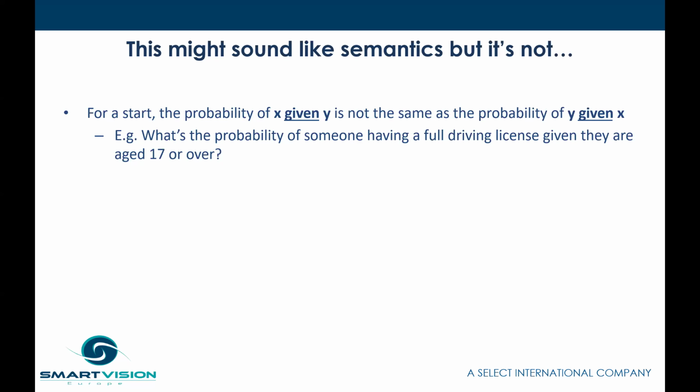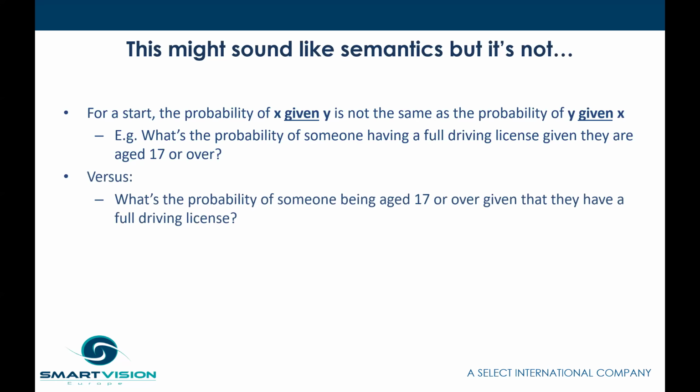Well, I don't know, maybe it's 60%, 70%. I don't know what proportion of adults, say age 17 or over, have a driving license. It might be 80%, 0.8 probability. But that's not the same as the probability of somebody being age 17 or over given that they have a full driving license, because you have to be 17 or over to have one in the first place. If you've got a UK driving license, it's a 100% chance that you're age 17 or over. Those two things are not the same.